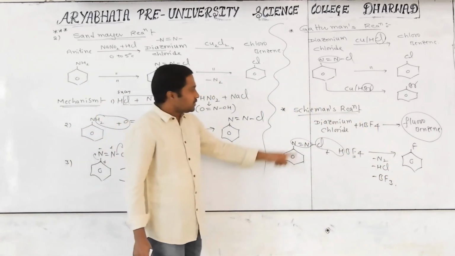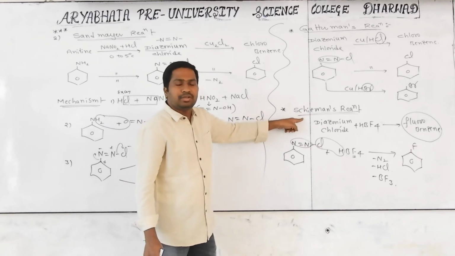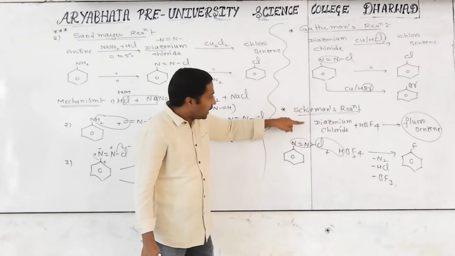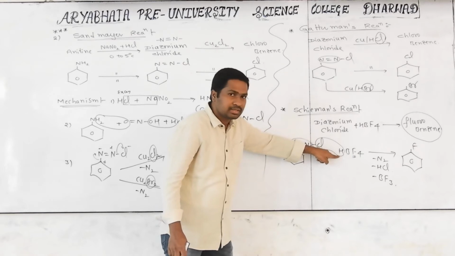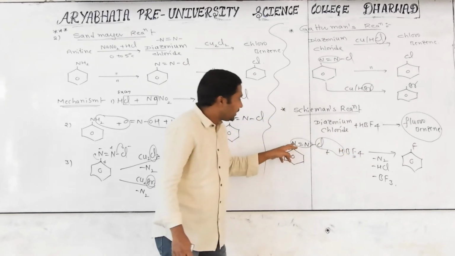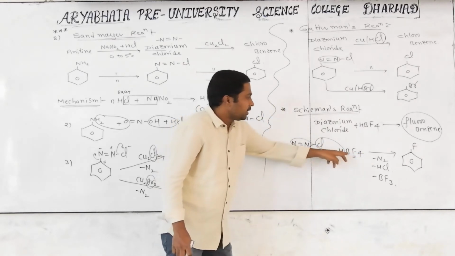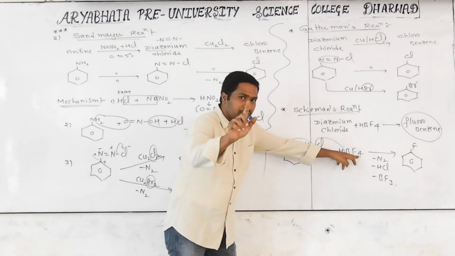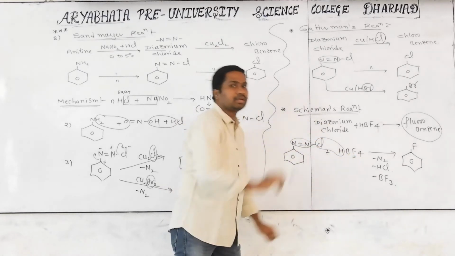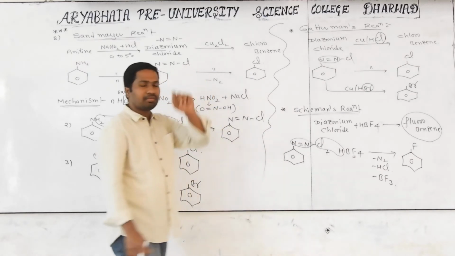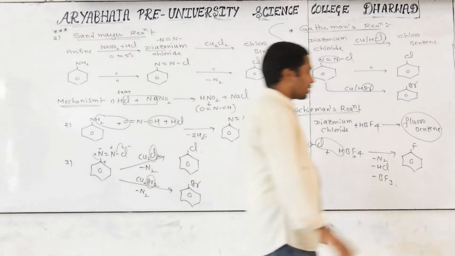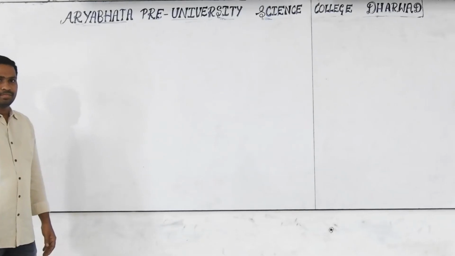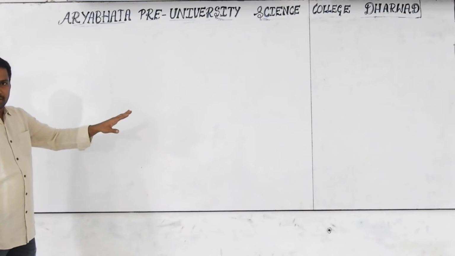Are you clear? Yes. Once again, see, Schiemann's reaction is very useful for the preparation of the highly reactive fluorine compound, nothing but fluorobenzene. Under this, diazonium chloride is treated with fluoroboric acid. Then nitrogen gas is eliminated, HCl is eliminated, boron trifluoride is eliminated, and the remaining fluorine undergoes substitution. All of you clear? We have four preparation methods for the haloarenes. All of you clear? Yes. Preparation of aryl halides will be over.